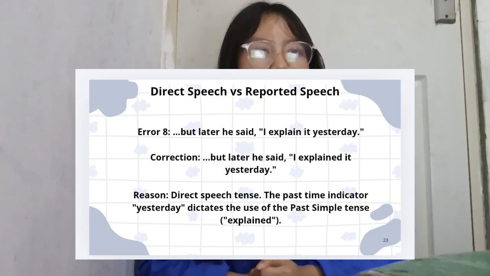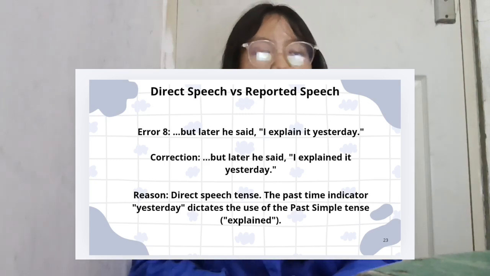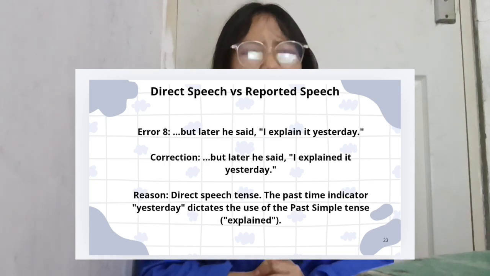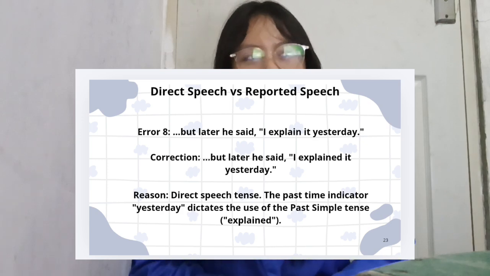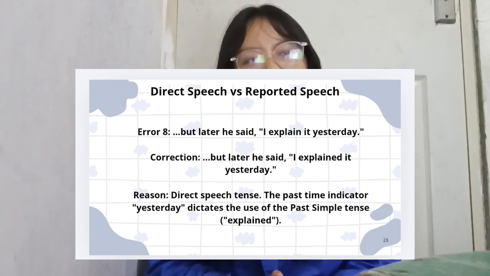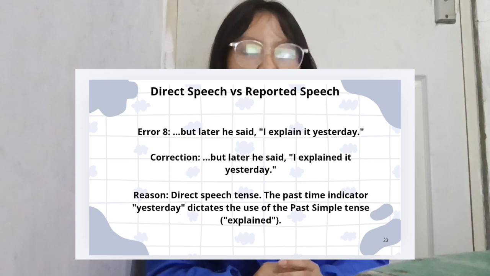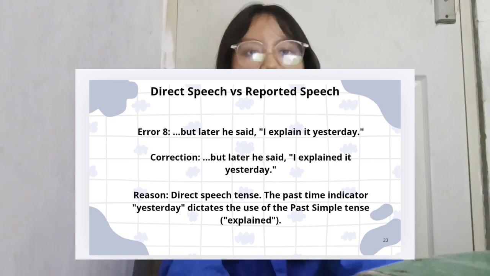Error 8: But later he said, 'I explained it yesterday.' Correction: But later he said, 'I explained it yesterday.' Reason: Direct speech tense. The past time indicator 'yesterday' justifies the use of the past simple tense 'explained'. Maybe that is all for me, and thank you so much.